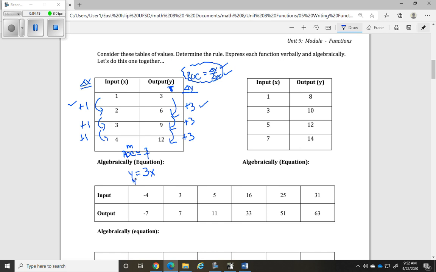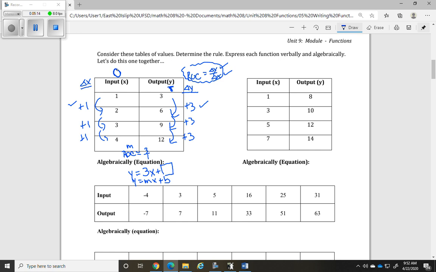And if we write it in the form of y equals mx plus b, I just need to figure out what this b is to give me these answers. Sometimes b is 0, sometimes b is some other number. Remember, b is the y-intercept. A y-intercept has an x coordinate of 0 and a y coordinate of something else.